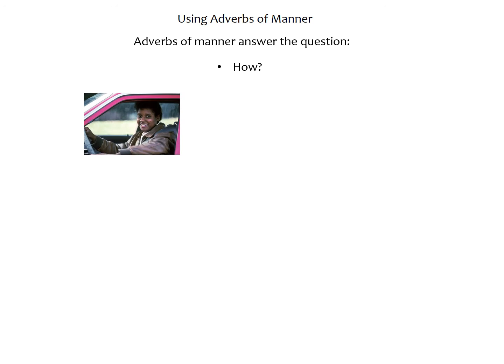When using adverbs of manner, we want to keep in mind that they answer the question, how? So in our picture, we can see that this woman is in her car. So we can ask, how does she drive? We want to know the manner that she drives. And we can say, she drives carefully. So as we see, carefully answers the question, how?